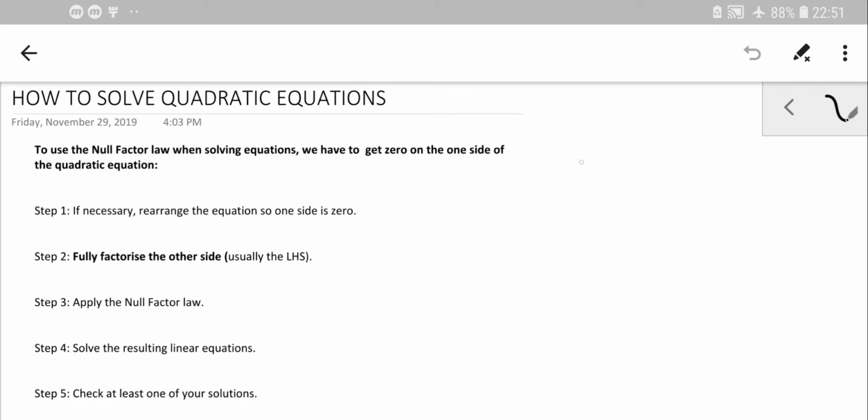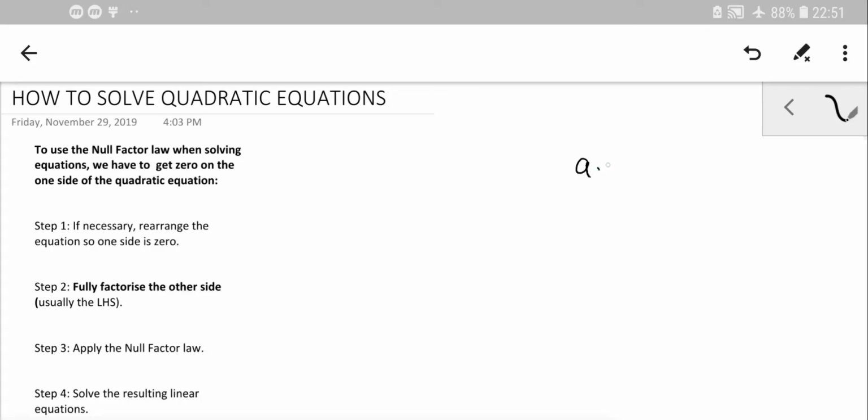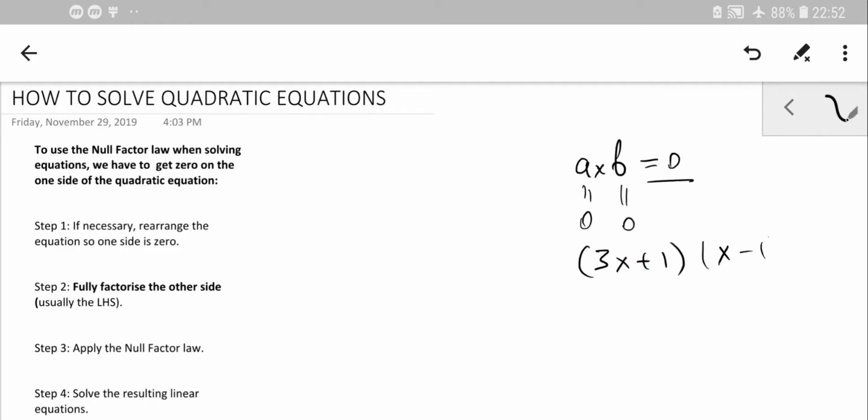The null factor theorem tells you that if you have two factors, a times b equals 0, then if the result is 0, you have a equals 0 or b equals 0. Instead of a and b, there might be whole expressions, like the following: 3x plus 1 times, let's say, x minus 1. That's two factors.